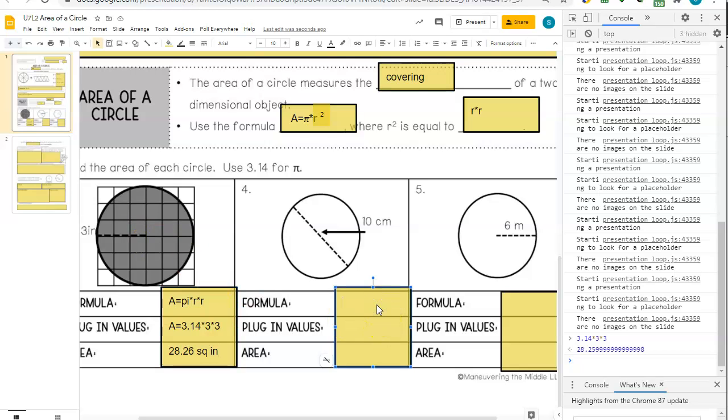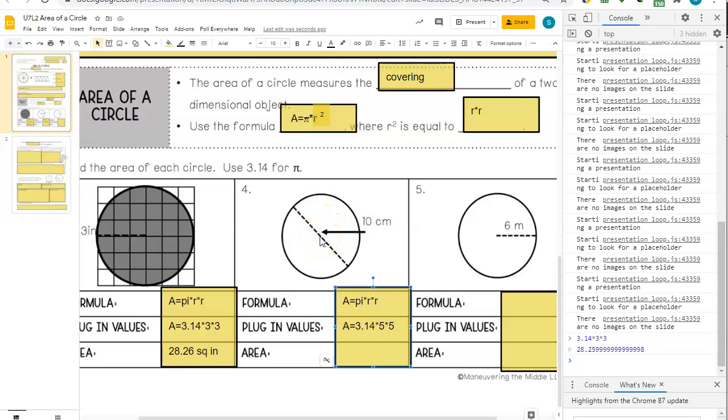Again, we're going to use that same formula. A equals pi times r times r. So our area equals 3.14 times 5 times 5. Now, why did I use 5? Because this clearly says 10 there. Think about that. Why? And I'm sure some of you got it.